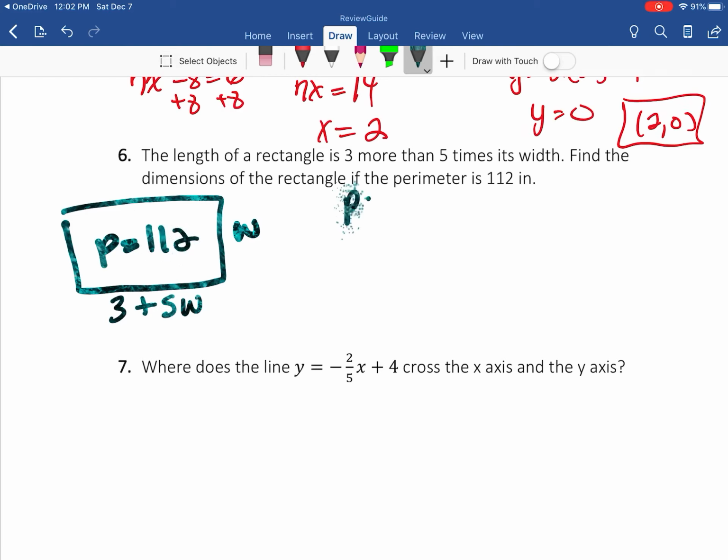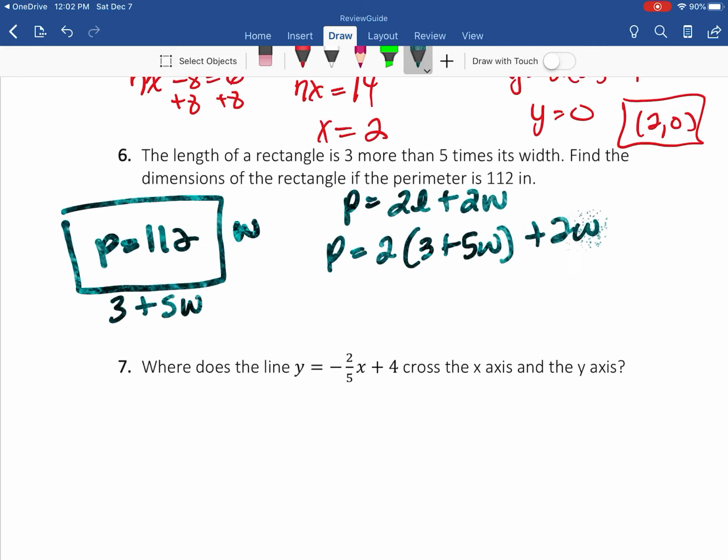Now there's a couple ways. We know that perimeter is equal to 2L plus 2W. So we can just substitute our length in for L. So this will become P is equal to 2 times (3 plus 5W), and then plus 2W. Then we're going to distribute and combine like terms. So this is going to become P is equal to 6 plus 10W plus 2W. Combine like terms. P is equal to 6 plus 12W.